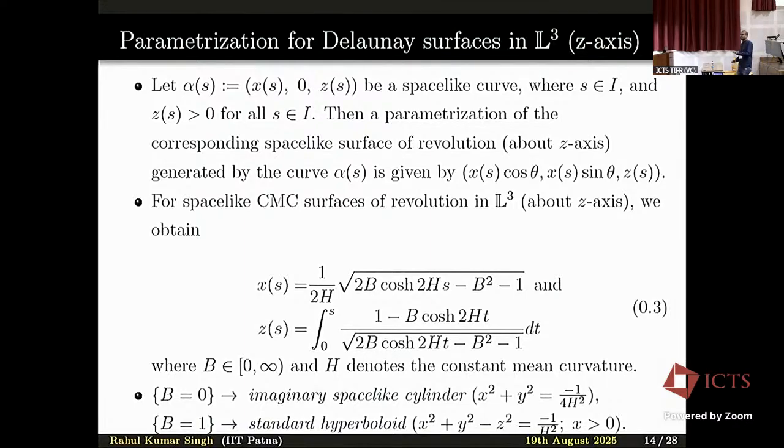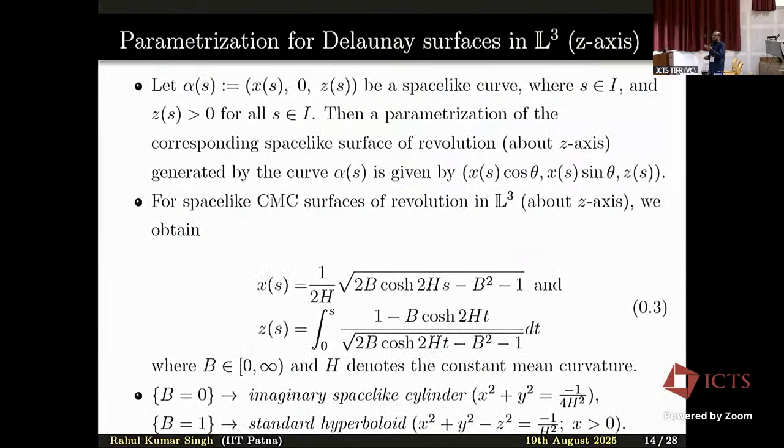But now in this case, something interesting is happening. When b equal to 0, you're not getting a real cylinder. You're getting imaginary, so you can say you have a complex cylinder. So x and y can be complex now. This is something very peculiar or specific to Minkowski space. For b equal to 0, you are getting an imaginary cylinder because this equation doesn't have a real solution. And b equal to 1, again you have a standard hyperboloid, but now x is positive. So in this case also, you have these examples.